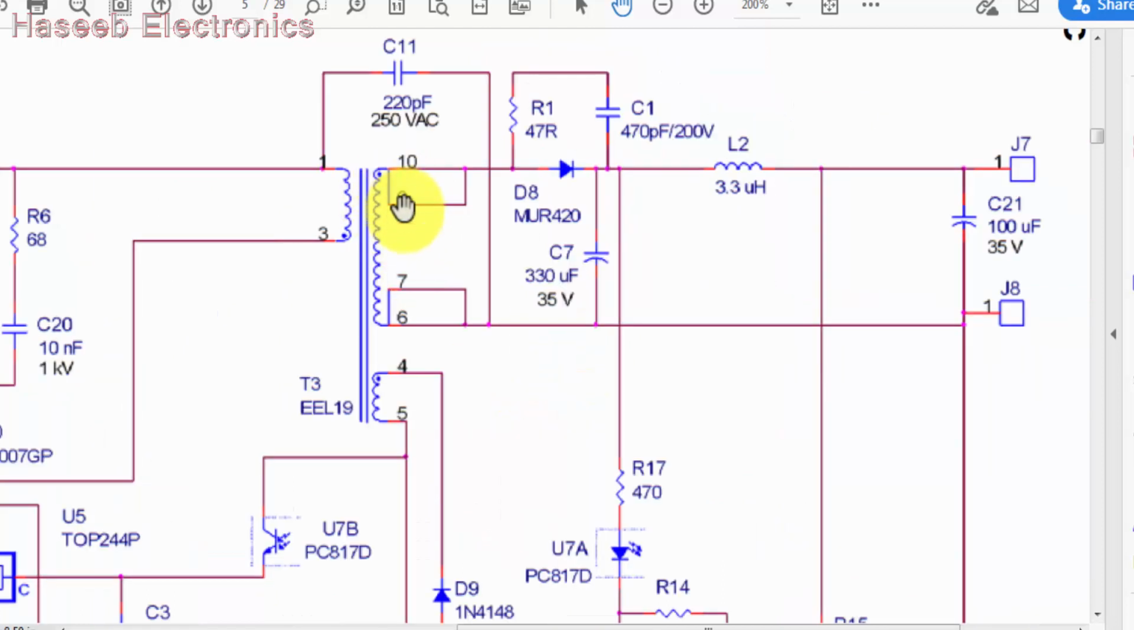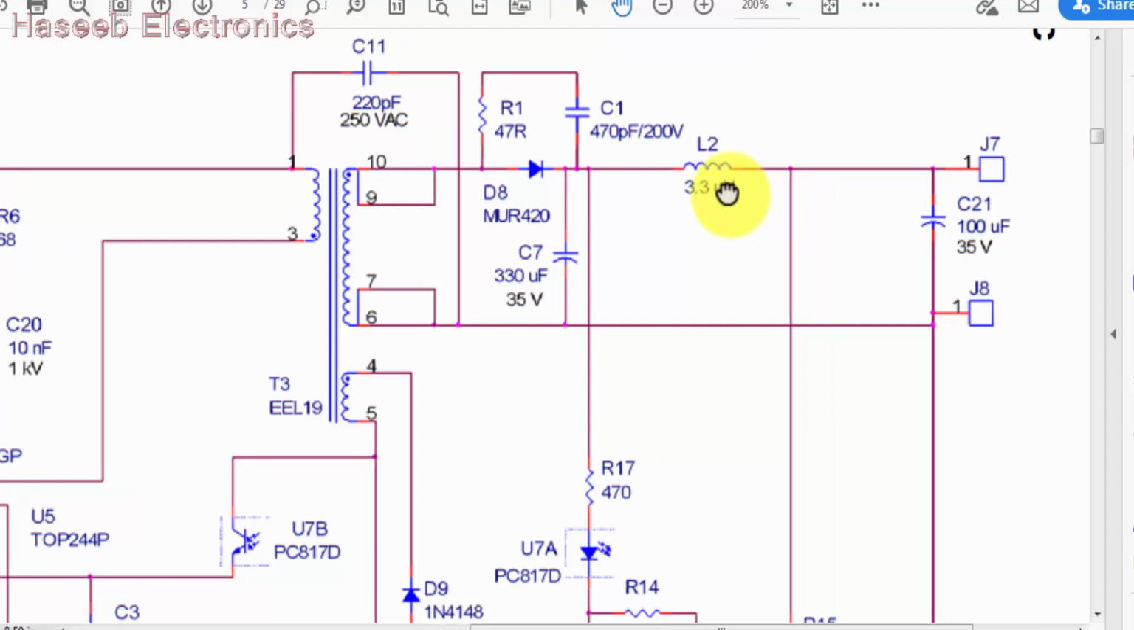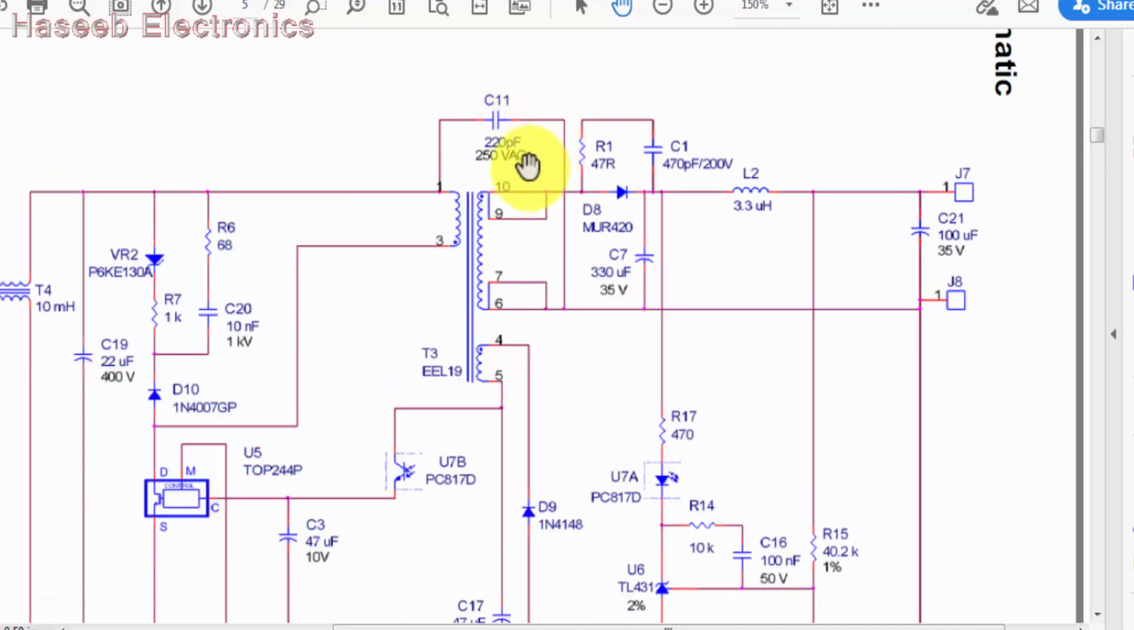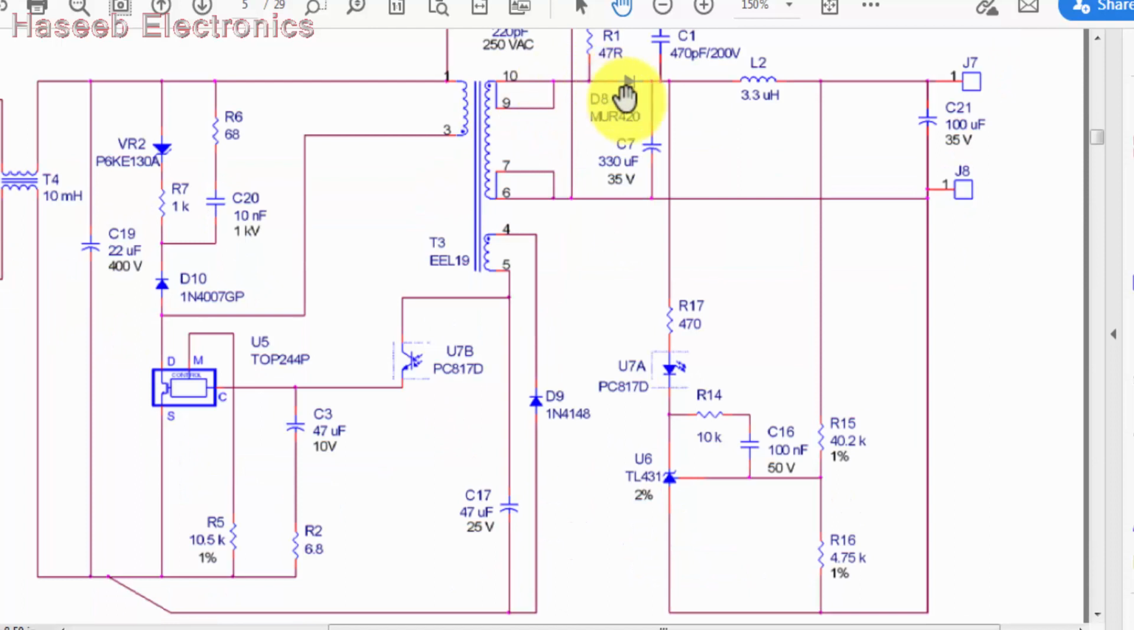This voltage will be rectified by this diode. We have an RC snubber to protect this diode for fast recovery. And here we have C7 capacitor. We have inductor 3.3 microhenry, L2, that is filter inductor. Then we have output capacitor 100 microfarad 35 volts. A class Y capacitor here, 220 picofarad, 250 volt. Then we will receive rectified voltage in the secondary, and it will be stored in this capacitor.